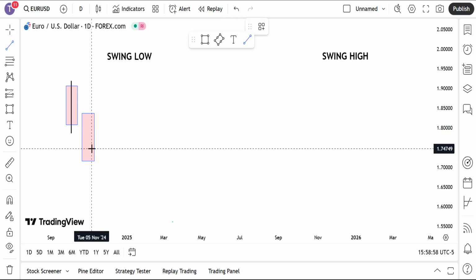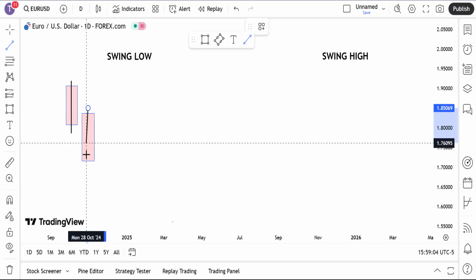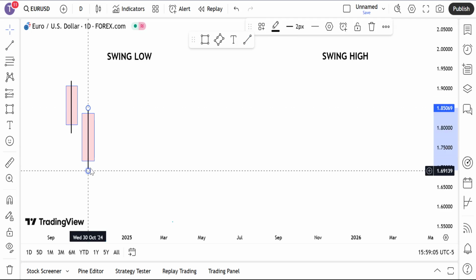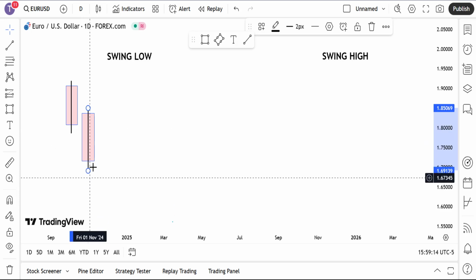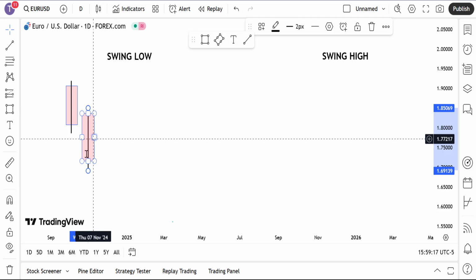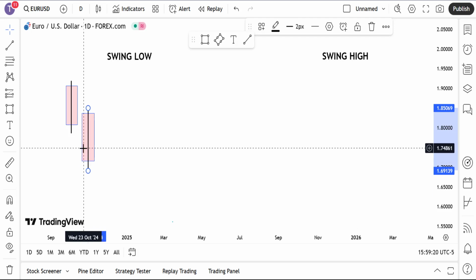We wait for a candle that moves down. If you notice, when this candle moves down, this shows that price is falling and sellers are in control. This is important because we don't want to guess where the bottom is. We need to let the market show us.